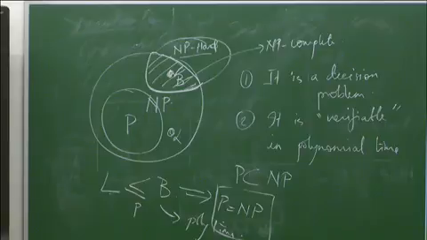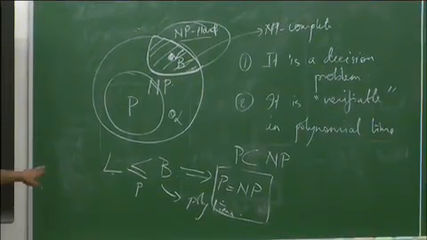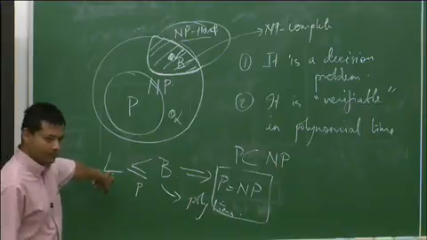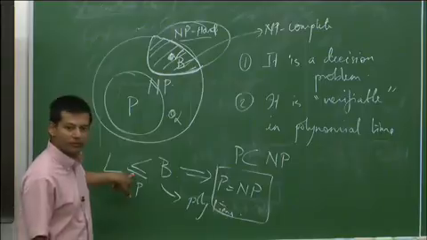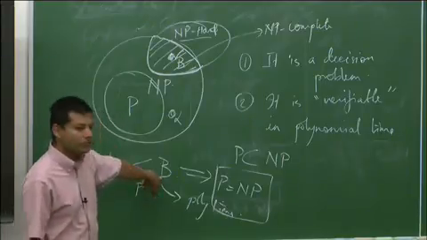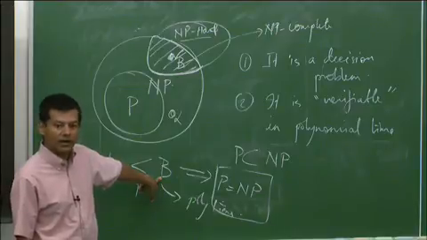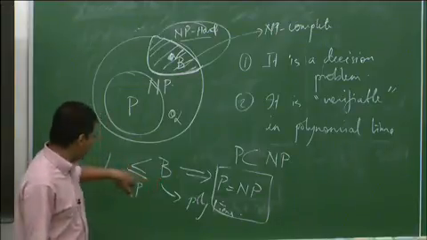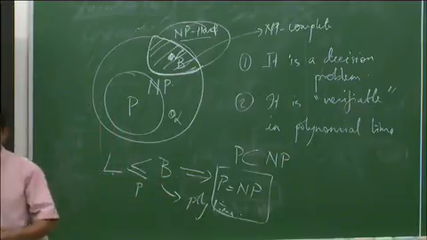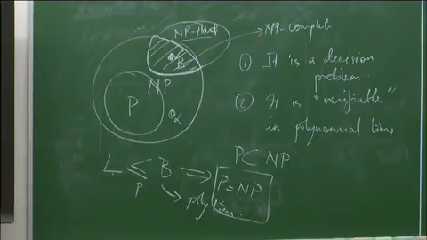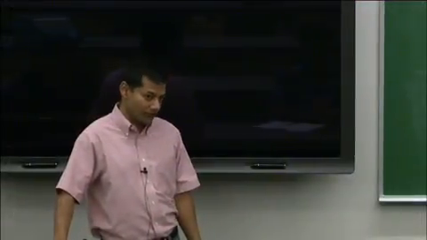Do you understand what the argument I am making? If I can show you that any problem in NP is reducible in polynomial time to the Boolean circuit satisfiability problem, then what I have essentially shown you is that any problem in NP can be solved in polynomial time, not just verified, because every problem in NP by definition can be verified in polynomial time.